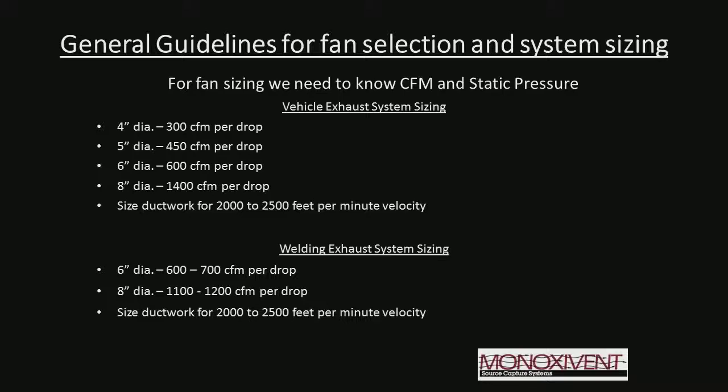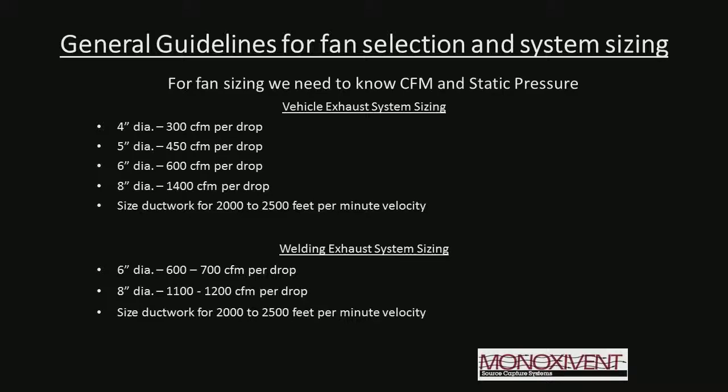Now, with that said, in the vehicle exhaust systems, as well as with the welding exhaust systems, we like to size our main ductwork for 2,000 to 2,500 feet per minute velocity. Why would that be important? It's because that can add to the static pressure losses in the system. Once you know what your velocities are in the ductwork and how many twists and turns you have through the various sizes, you'll be able to calculate how much static pressure loss there would be in the duct system.